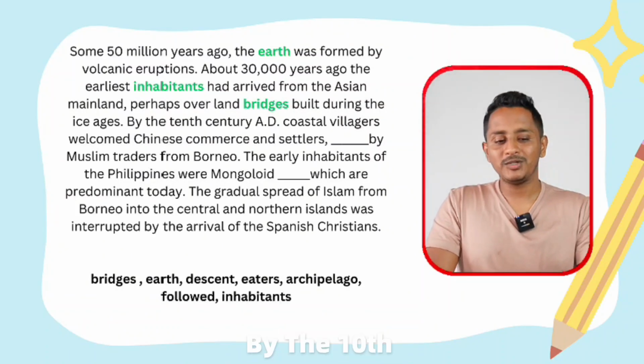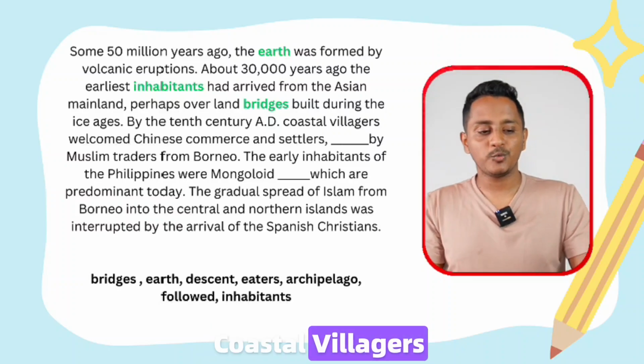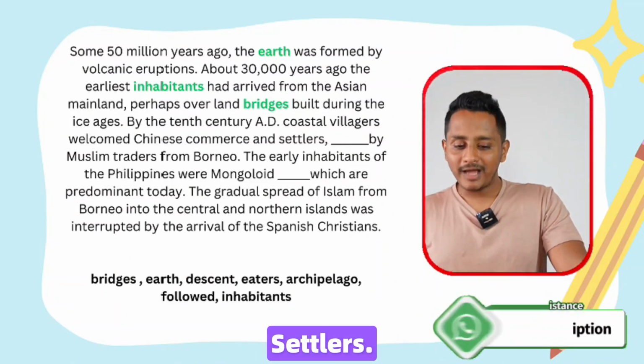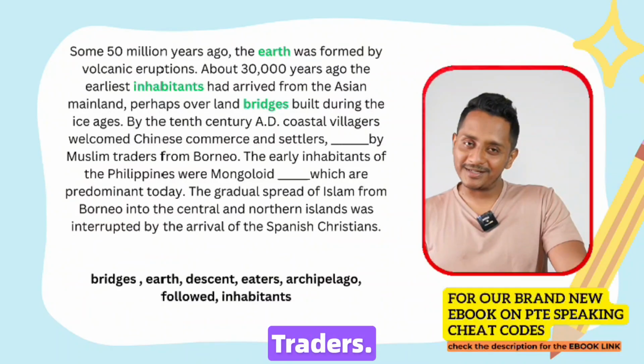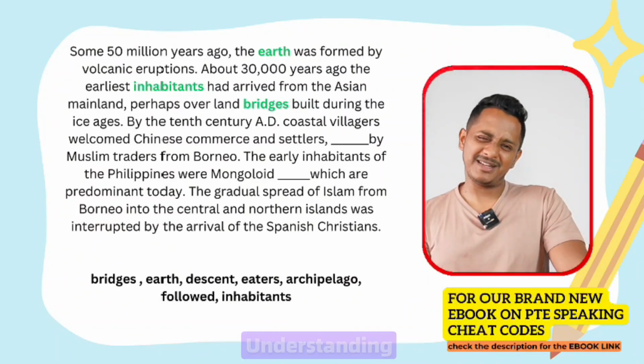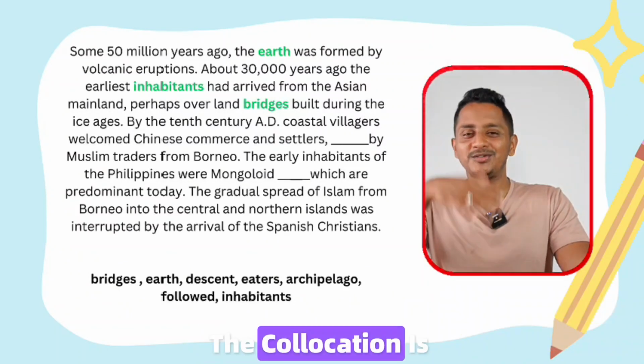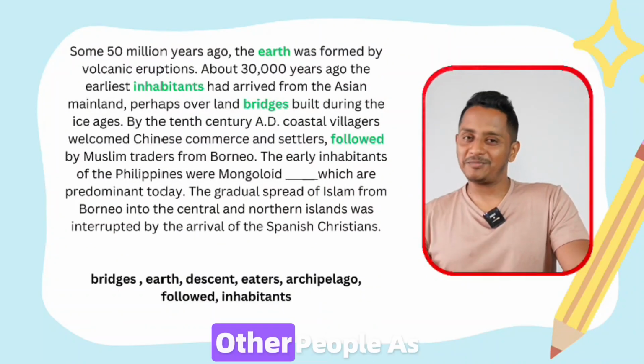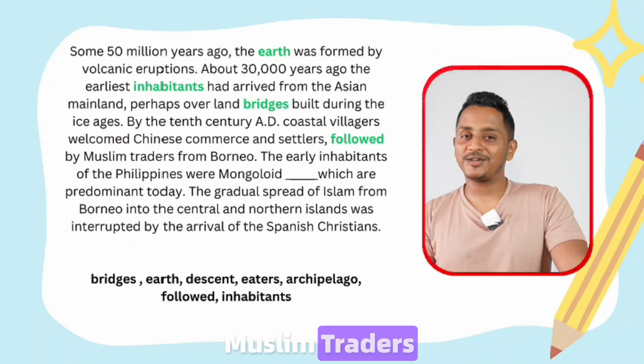Fourth one, by the 10th century AD, coastal villagers welcomed Chinese commerce and settlers. Dash by Muslim traders. Now you need some understanding here. The collocation is followed by. Villagers welcomed this, followed by the other people as well. So followed by the Muslim traders from Borneo.